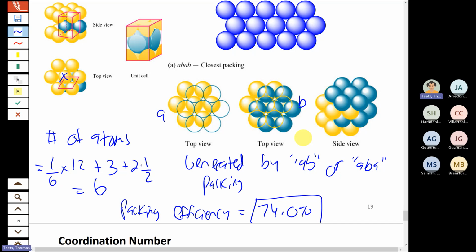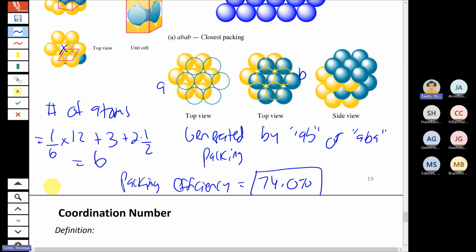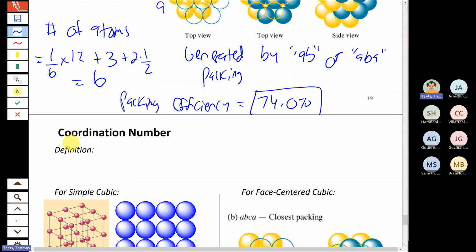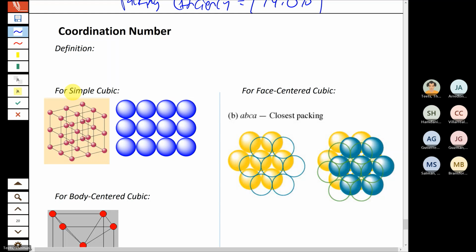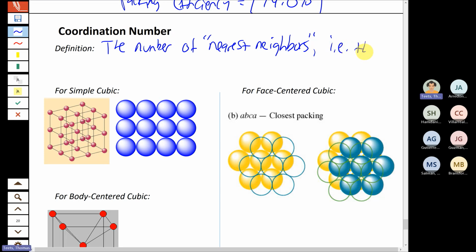The other thing that we're going to define for these unit cells, and it also comes into play when we start talking about ionic structures, is called the coordination number. The coordination number is the number of nearest neighbors that each atom has. Basically, the number of other atoms that are touching it. One of these days I'll learn how to write. So in other words, it's the number of other atoms an atom is touching.